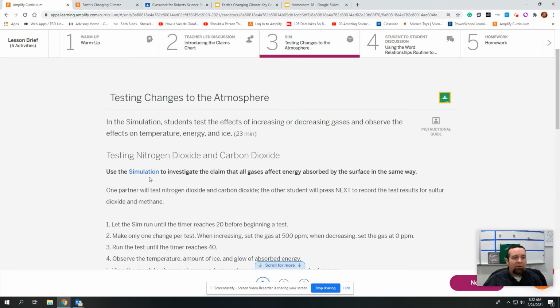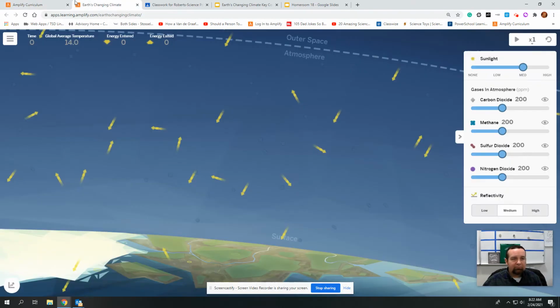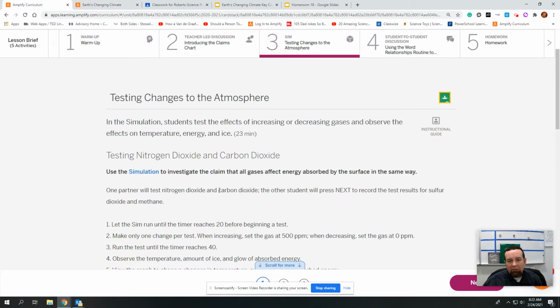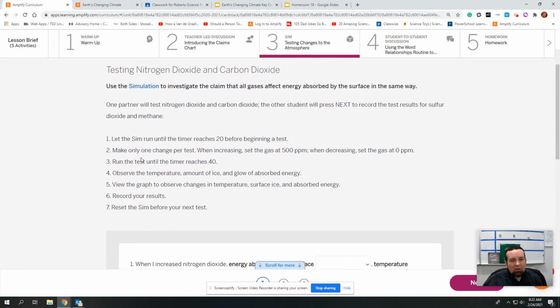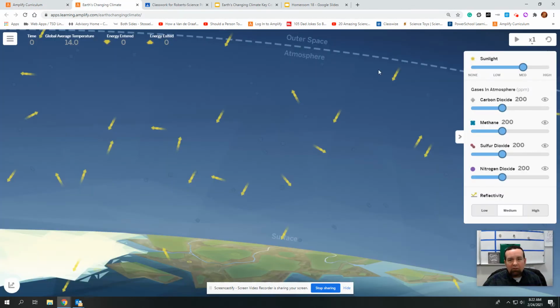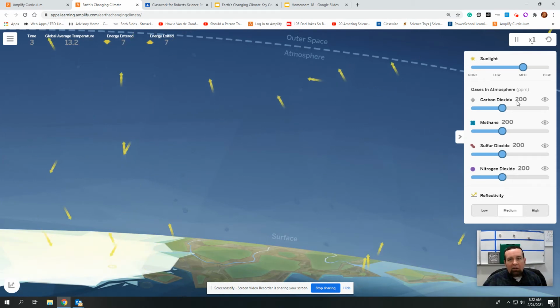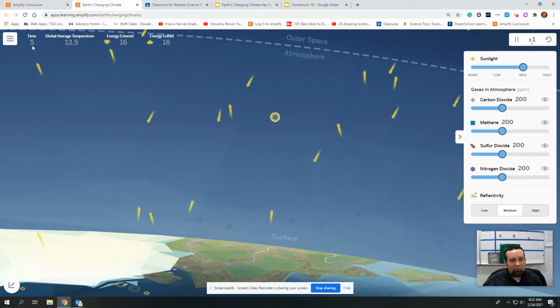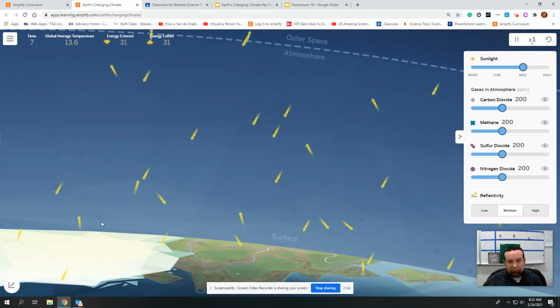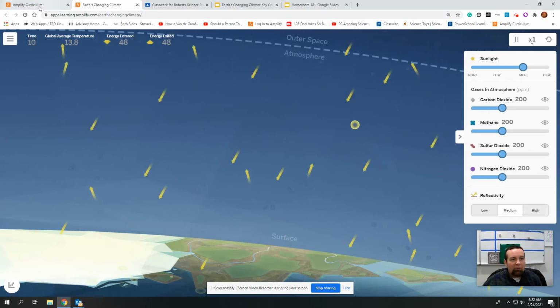When we get to the sim here, you're going to want to click here to open up your sim. And then let's go back and look at these instructions. So this is designed for you to work with a partner. You're going to do all the tests yourself, but that's okay. It really won't take you very long at all. So let the sim run. You're going to open up the sim, let it run, push play, and keep it going. Here's your timer over here on the left. And we're going to let that go to 20.